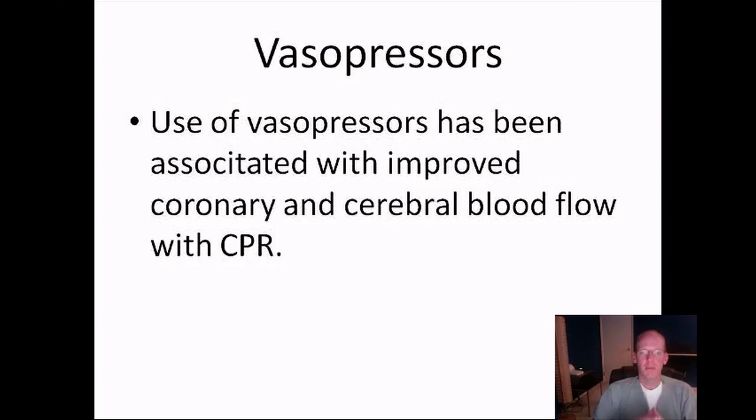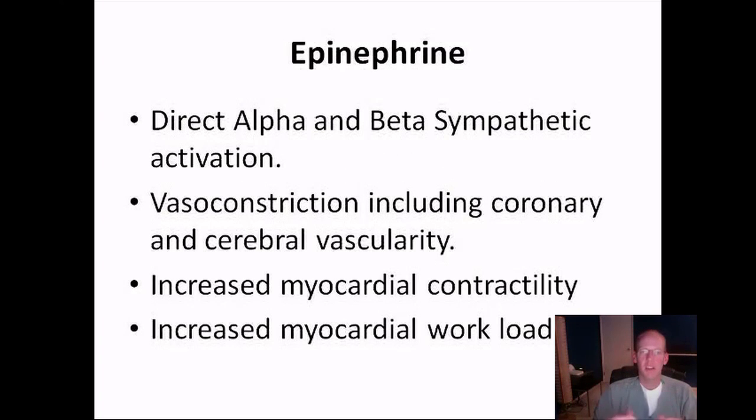So vasopressors have been associated with improved coronary and cerebral blood flow with CPR, especially after the first few minutes where the sympathetic tone of the patient starts decaying because the patient's brainstem is getting ischemic. The gold standard is epinephrine. So all arresting patients are going to receive epinephrine no matter what the cause. Asystole, PEA, VFib, VTach. If they're pulseless, they're going to get epinephrine. Now, epinephrine is both a direct alpha and beta sympathetic stimulant. It activates the receptors directly, causes vasoconstriction, both in the coronary and cerebral vasculature, which helps maintain a better pressure head, therefore improving flow.